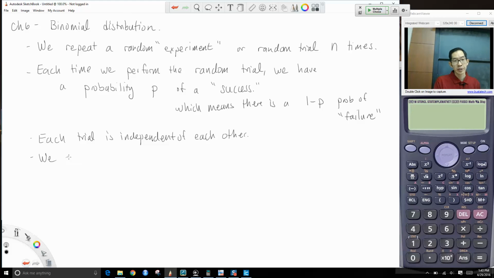Each trial is independent of each other. And we are interested in the probability of getting X successes.